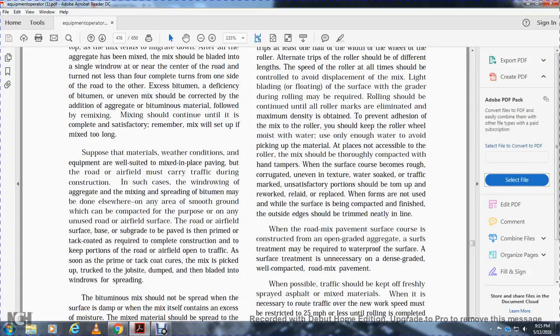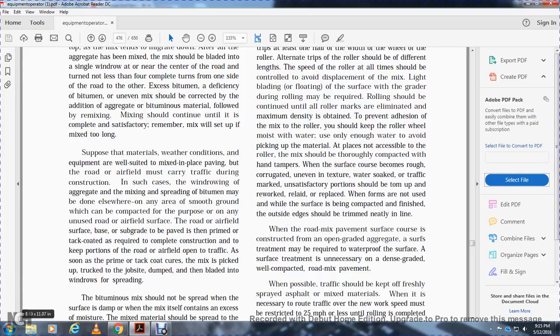Suppose the material, weather conditions, and equipment are well suited to the mix and paving the road with the airfield. The road must carry the traffic during construction and be safe for the men. Drove the aggregate, the mixing, spreading bitumen, and smooth ground which can be compacted. The airfield surface of the road should be upgraded to pave within the prime and tack coat required for the complete construction of the airfield, with primary tack coat for the courses.